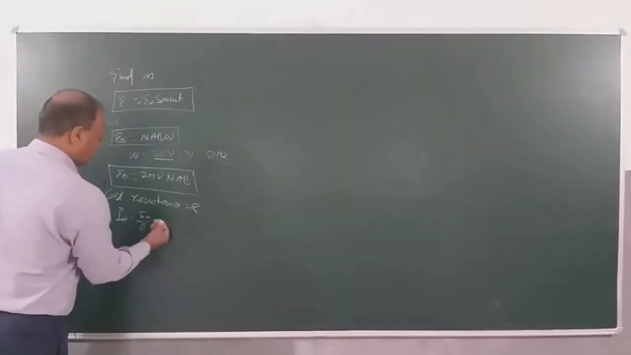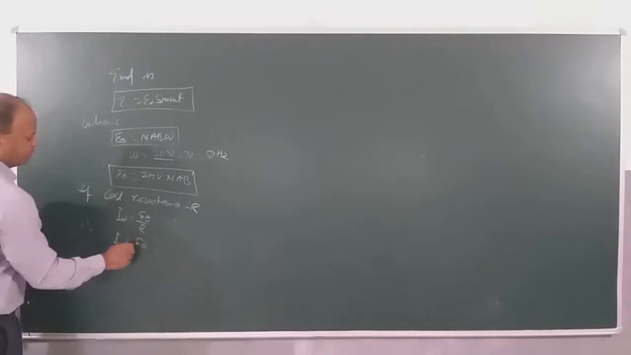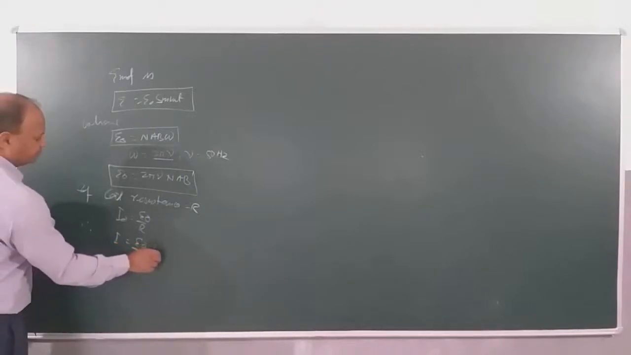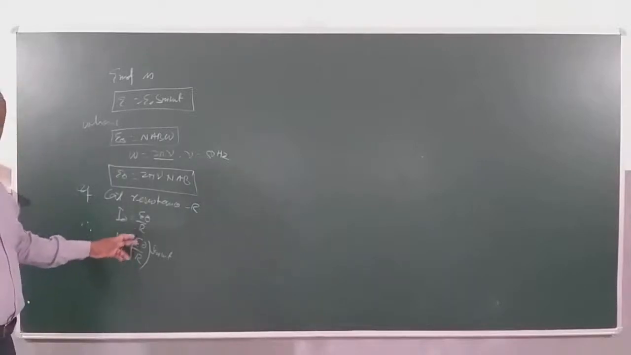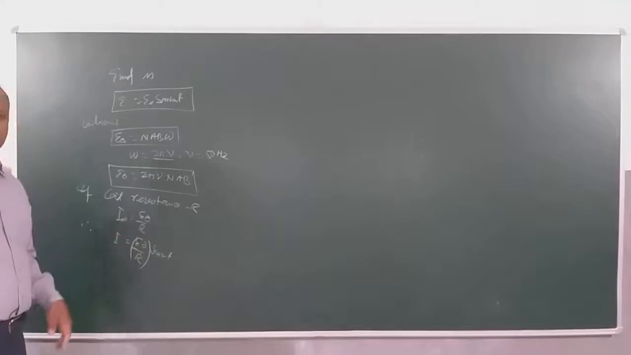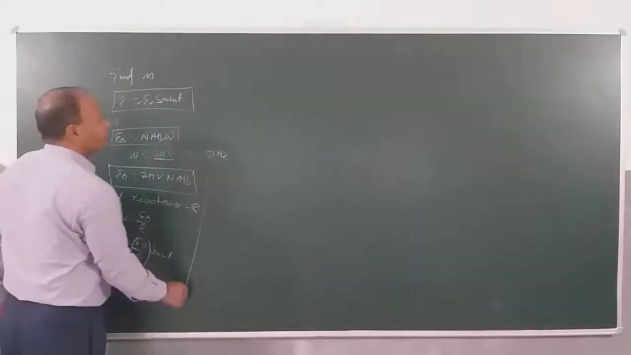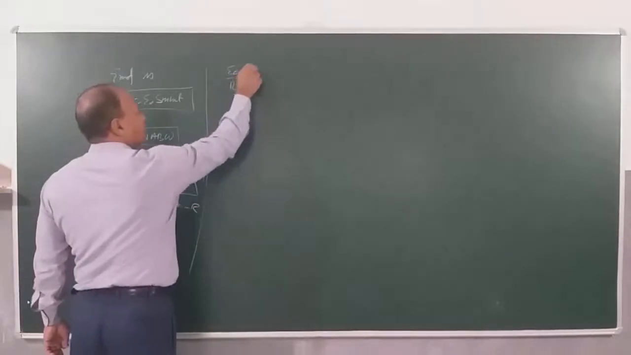And let us keep it this much only. Therefore, I will be equal to E naught by R sin omega t. And E naught by R will be how much, children? E naught by R will be I naught. Maximum EMF divided by resistance will give what? Maximum current. So here we have E naught by R is equal to I naught.